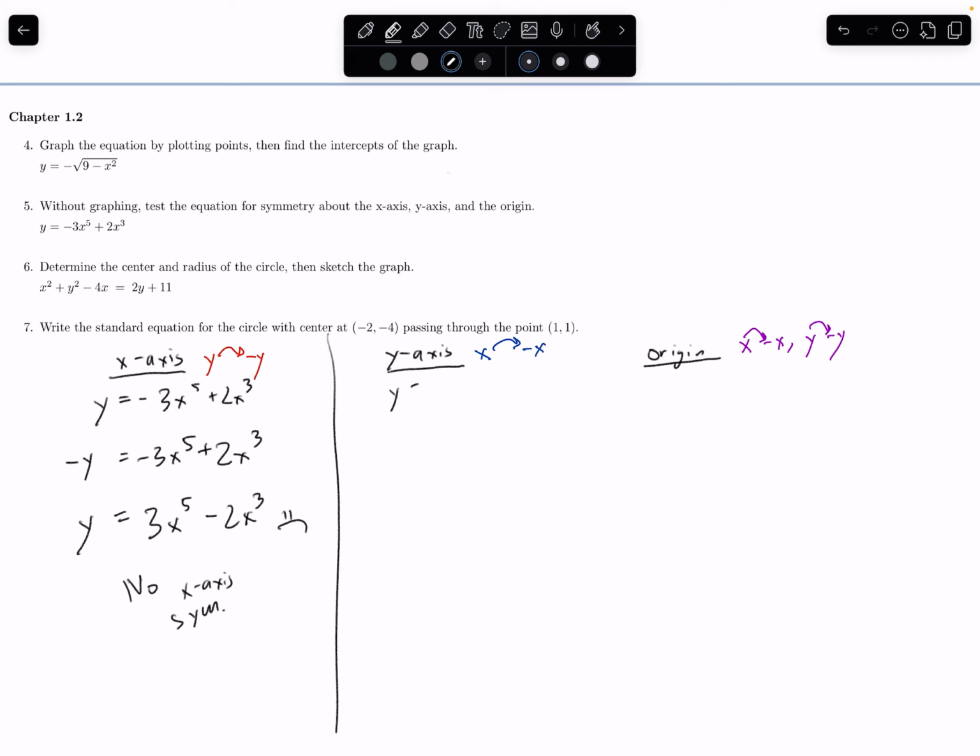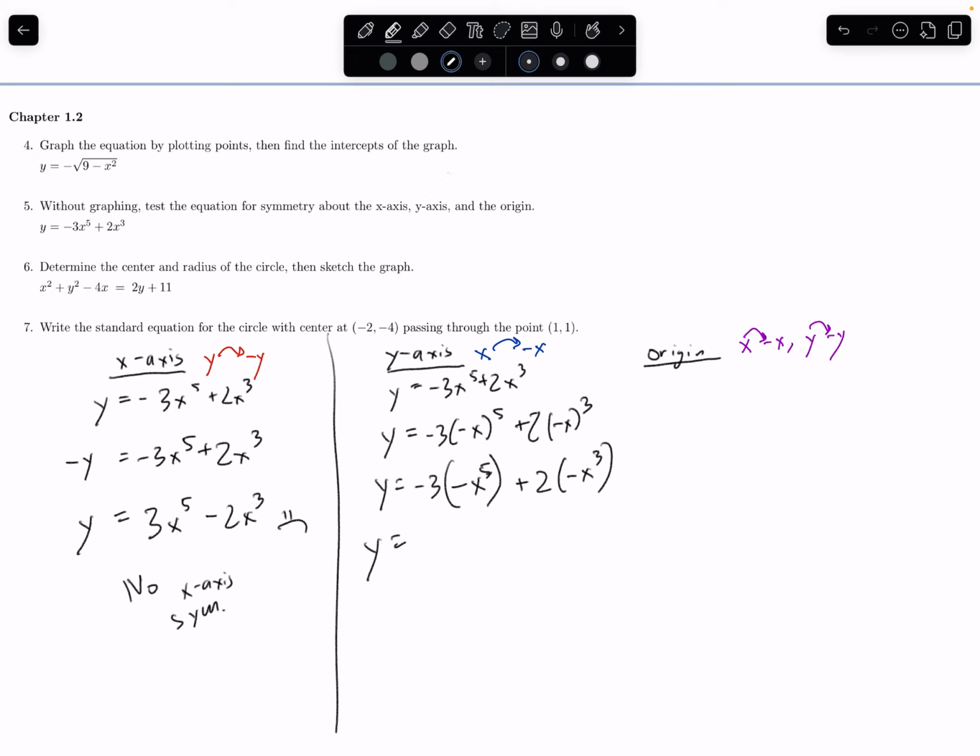Okay, now what about y-axis symmetry? So I'm going to start with my original equation. Y equals negative 3x to the 5th plus 2x to the 3rd. This time I'm changing x with negative x. So negative 3, negative x to the 5th plus 2, negative x to the 3rd. That's y is equal to, now when you take a negative to an odd power, you end up getting a negative, right? So it's going to be negative x to the 5th. And the difference here is this time, the x to the 5th happens first, and then it's negative. In this case, it was negative x times another negative x times another negative x, right? Okay, this one, 2, and this is negative x to the 3rd.